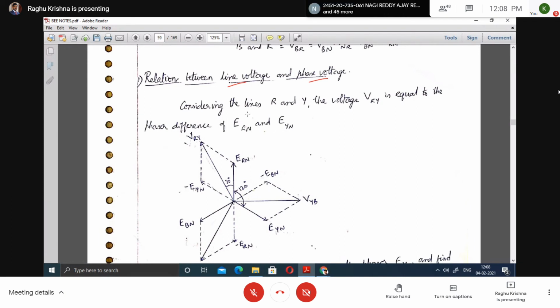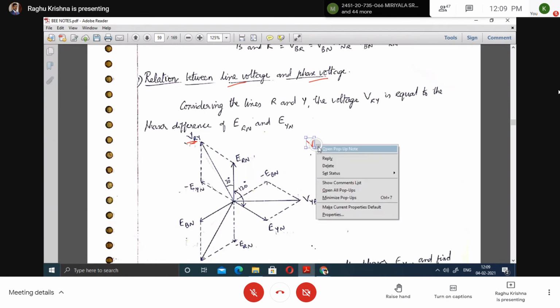So here, if I want VRY, so this voltage I want. How to get VRY? VRY can be obtained by adding ERN plus, actually VRY.